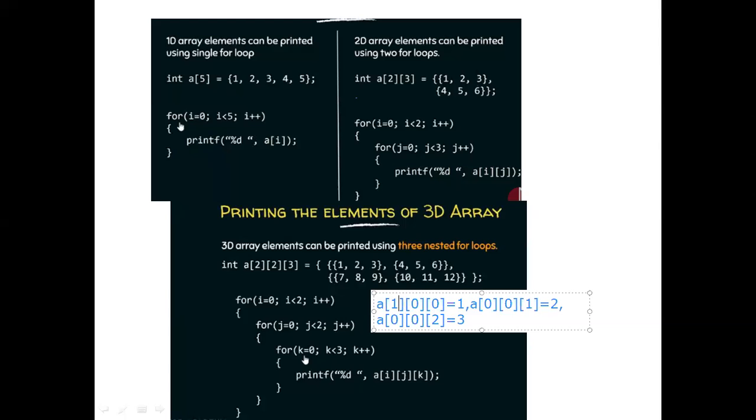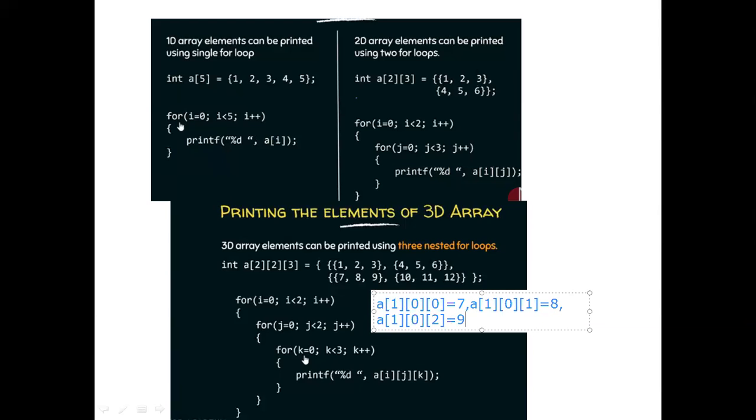A of 1, 0, 0. What will be stored here? 7 will be stored. A of 1, 0, 1. What will be stored here? 8 will be stored. A of 1, 0, 2. What will be stored here? 9 will be stored.